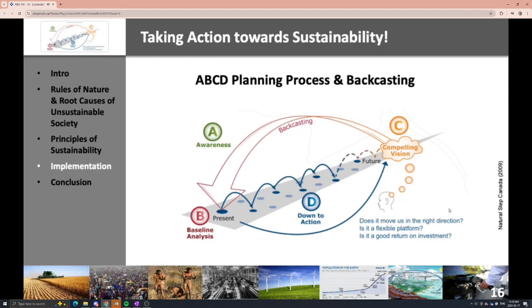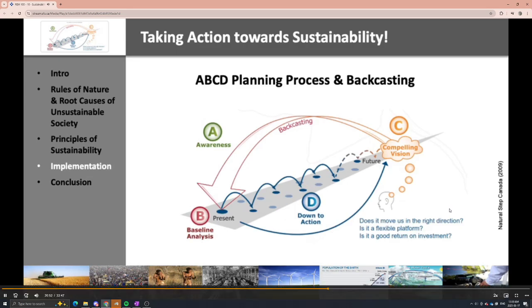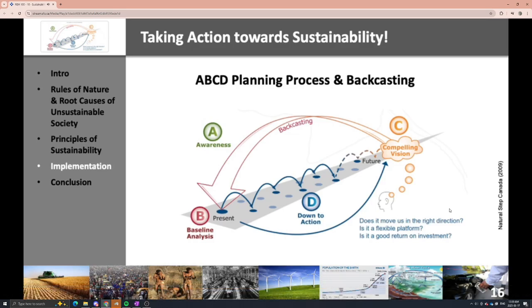ABCD stands for awareness, baseline analysis, compelling vision, and down to action. For the rest of this lecture, I'm going to walk you through the different steps, and I'll illustrate the process with a number of examples. I'll also ask you occasionally to think about what you could do to be more sustainable.